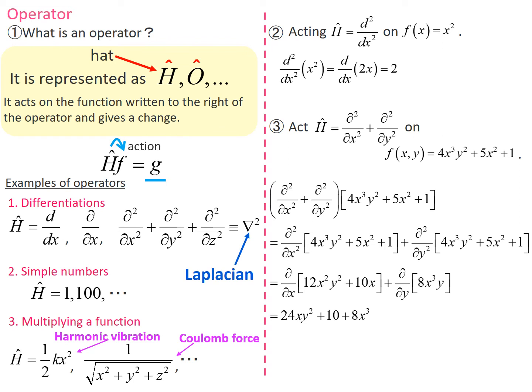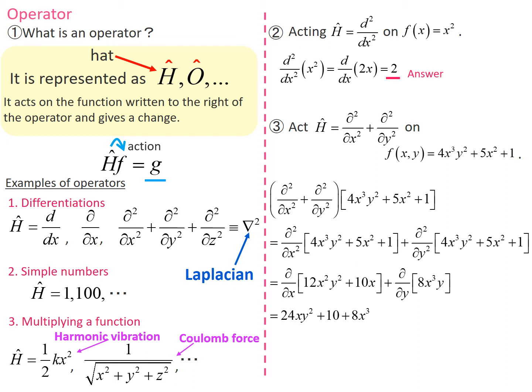Let's practice a little bit to get used to operators. Question 2 is: what happens to the operator h hat, when the second derivative operator of x acts on the function f, which equals x squared? After f is differentiated twice, the answer is obtained as 2.